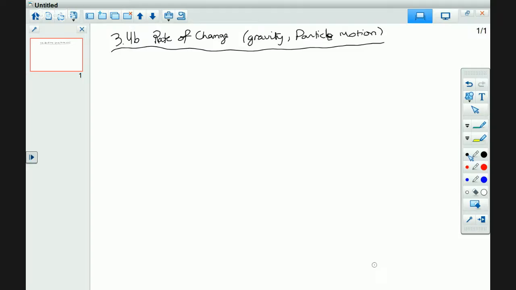Right, so we're still at rate of change. So I'm going to give you two more examples. And like I said, it's kind of heavy on the physics.